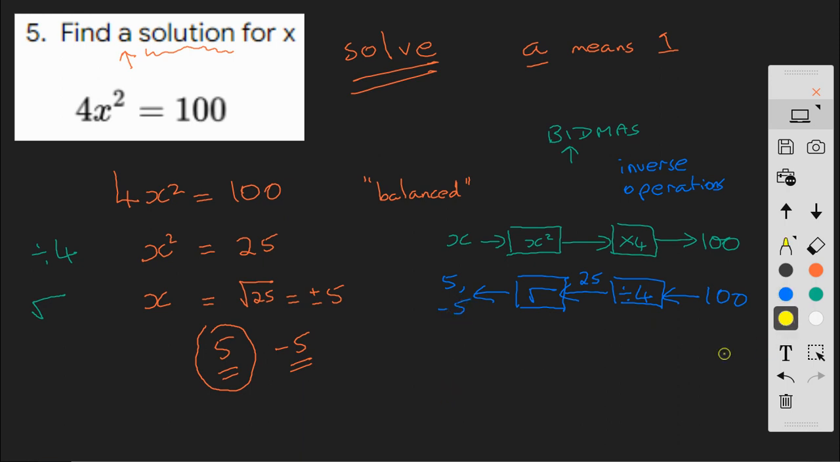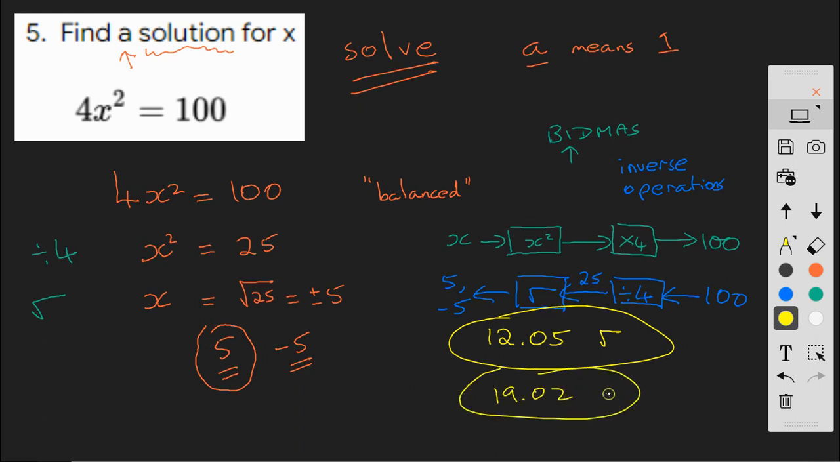Okay. And nuggets that I suggest you might want to look at there are 12.05 on square roots and 19.02 with some solving.